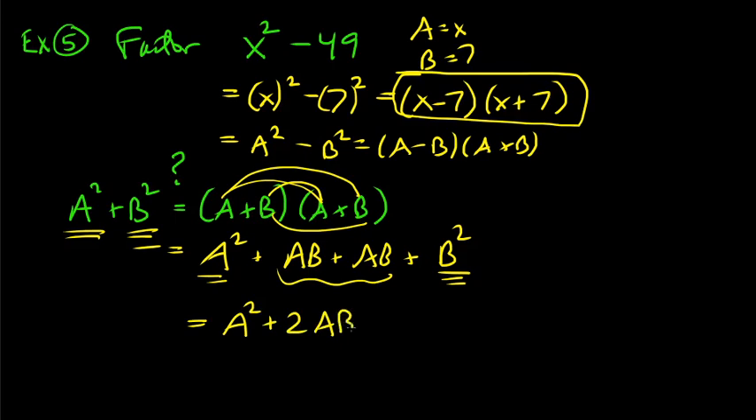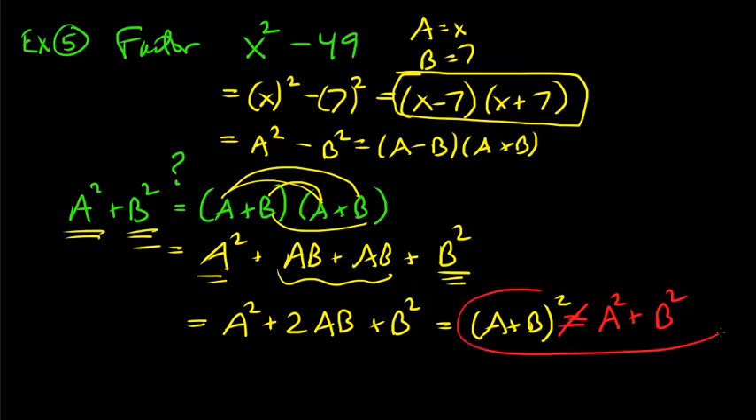So that should look familiar. That's a perfect square trinomial when you get a plus b squared. So we've seen that before. Right? The key thing is, and you want to make sure you don't make this mistake, that you don't write a plus b squared as a squared plus b squared. That is a very common mistake. Please don't make that mistake.